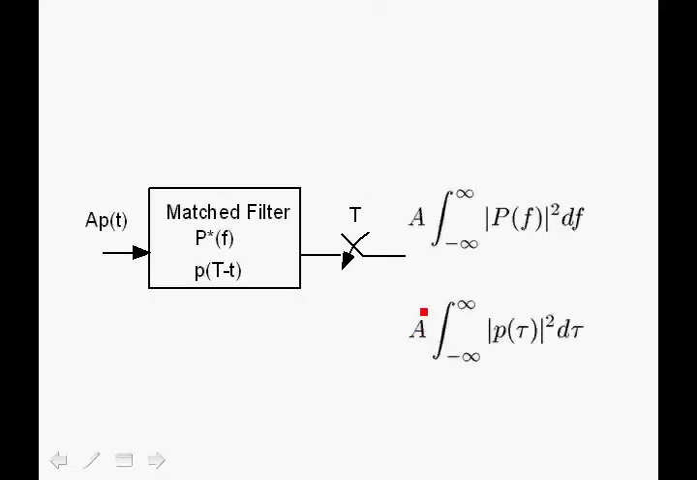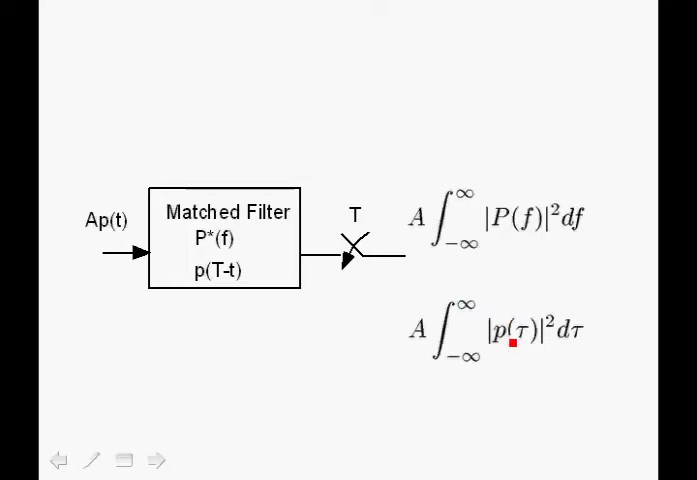So the actual value at the sampling time capital T, the maximum eye opening, or the point of maximum signal to noise ratio, would be equal to A times the integral of the pulse p of tau squared d tau. Now this turns out to be, by definition, the energy of the pulse, in our case the square root Nyquist raised cosine pulse.